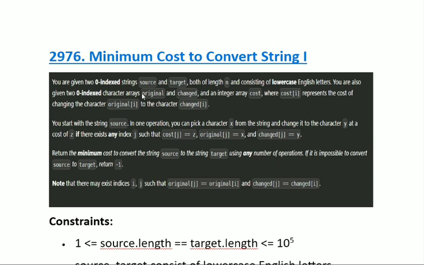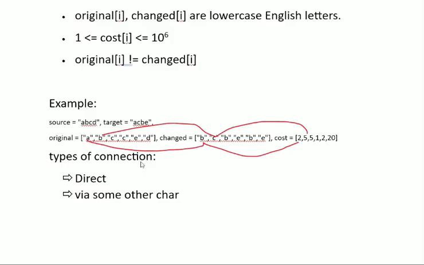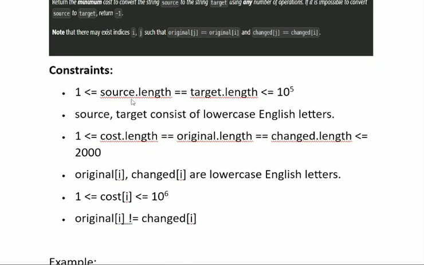What these arrays are showing is that cost of i represents the cost of changing character original of i to character changed of i, and we have to return the minimum cost to convert our string source to the string target, and if it is not possible to convert, then we have to return -1. If you see the constraints, our source length and target length is up to 10 to the power 5, and these arrays, cost length and original length, can be up to 2000, sorry, wrong, 2000, and cost of i can be up to 10 to the power 6.